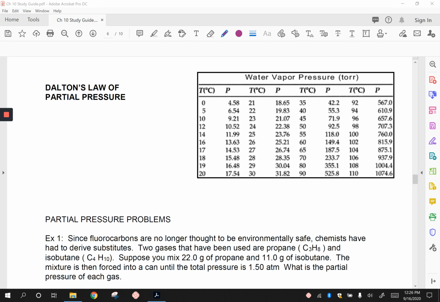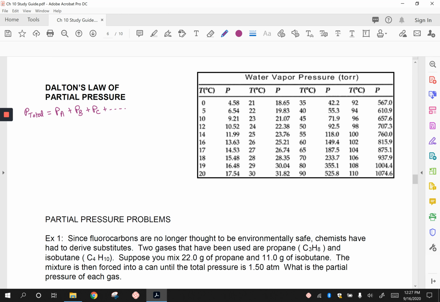Hi guys, we're going to talk about Dalton's law of partial pressure. Dalton said that if you have a mixture of different gases, then the total pressure of the mixture is going to equal the sum of the partial pressures of the components. So P total is equal to the partial pressure of the first gas plus the partial pressure of the second gas plus the partial pressure of the third gas, and so on.